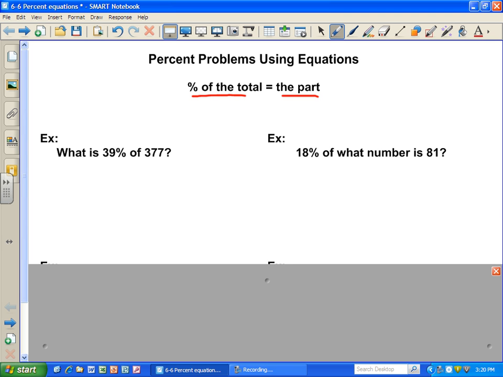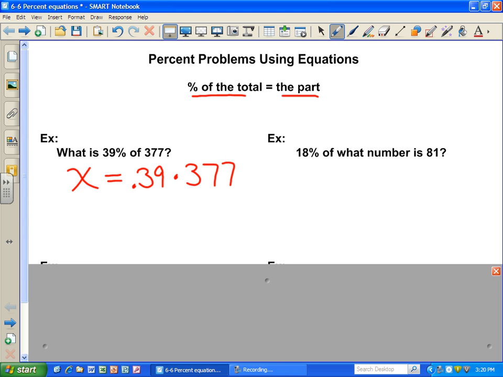What is 39% of 377? So how you set this up as an equation is you write it the way that you read it, looking for the key words. So what is stands for your equal sign. What is 39%? So we write 39% as its decimal, of means multiplication, 377. So what is 39% of 377?